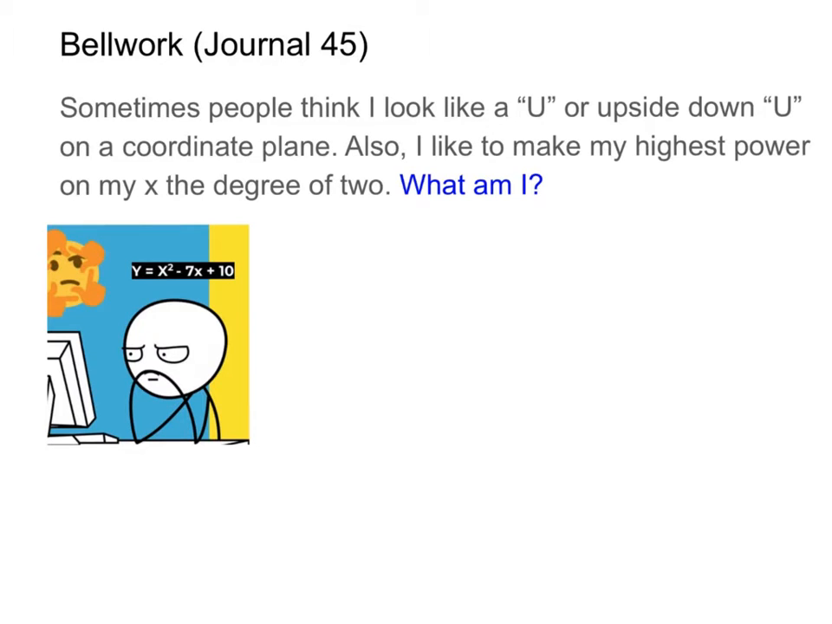So anything that has an x squared as the highest power is something we call a quadratic. But the shape that it makes on a graph or coordinate plane is a U shape, and we call that U shape a parabola. So today I want us to introduce quadratic equations or quadratic functions. And we're going to be graphing quite a few parabolas today.